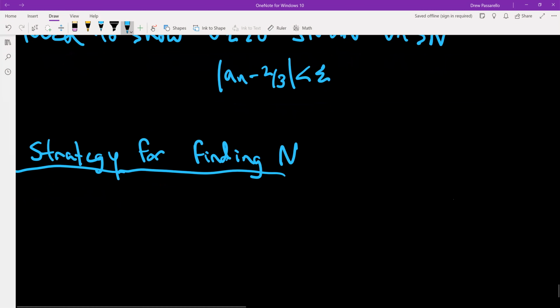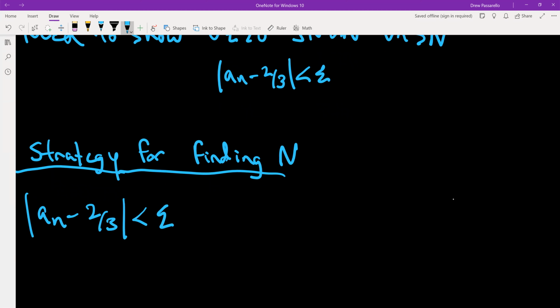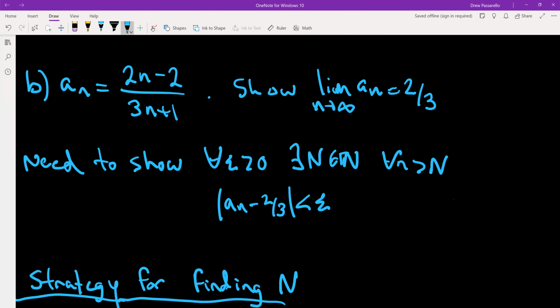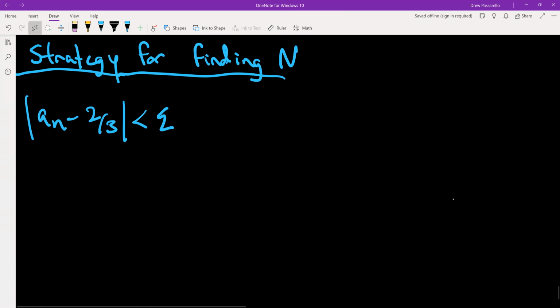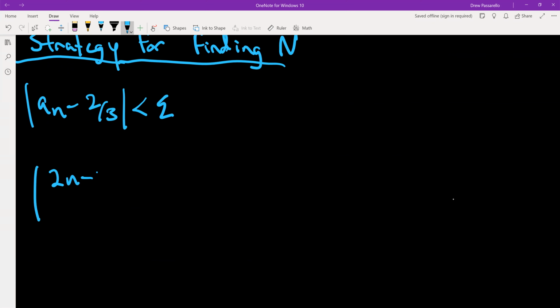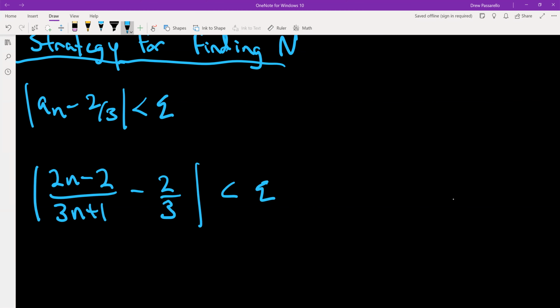Again, you usually work backwards with the absolute value of our sequence a_n minus 2/3 less than epsilon. And then our sequence is (2n minus 2) over (3n plus 1). So that's going to be the absolute value of (2n minus 2) over (3n plus 1) minus 2/3, and we need this to be less than epsilon. All right, so I'm going to work with this stuff in the absolute value and try to simplify it down.